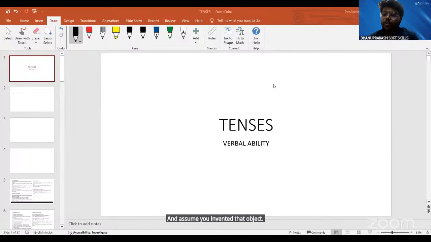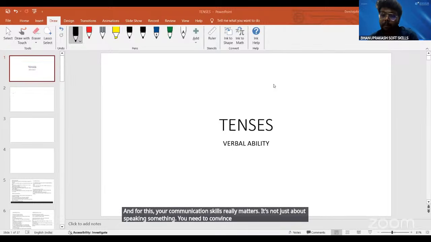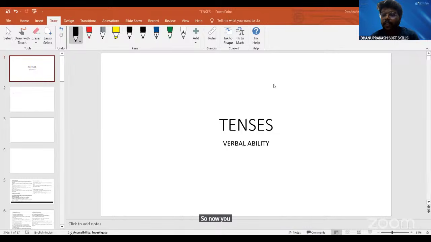Now you need to introduce that object to the class and convince the whole class that it's a good product to buy. For this, your communication skills really matter. It's not just about speaking something. You need to convince. This is the upgradation I need from you, as you already did great with your communication until now. Let's take this pen itself. You need to show any random object tomorrow. It's like a presentation also, so it can be useful in presentations too.